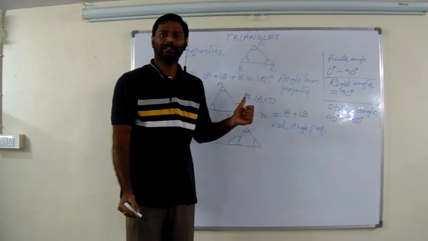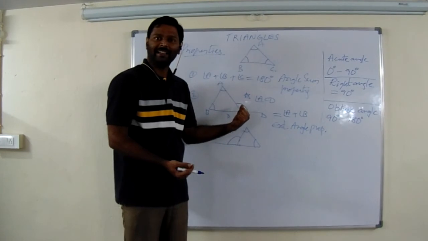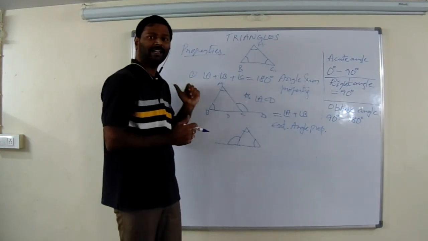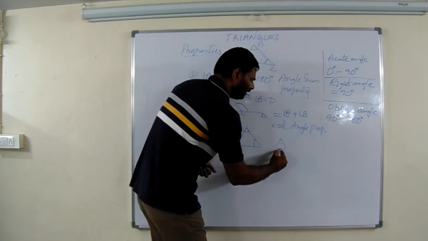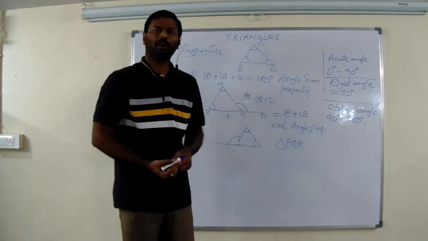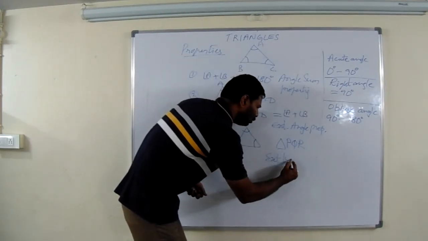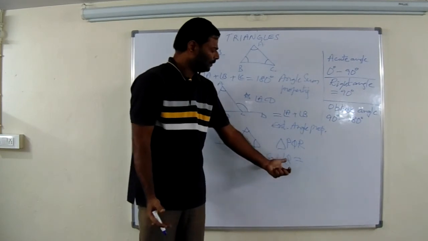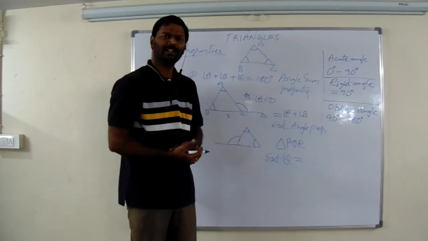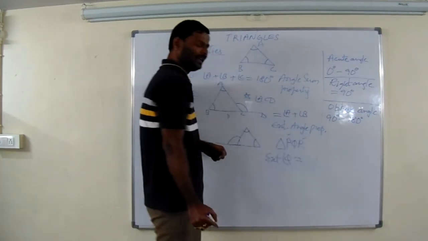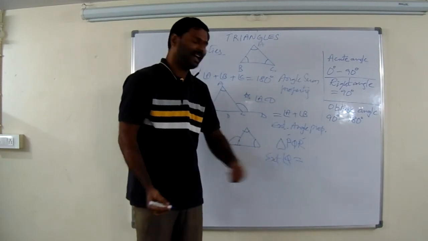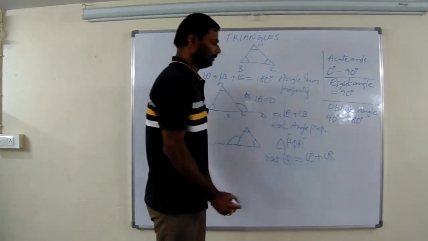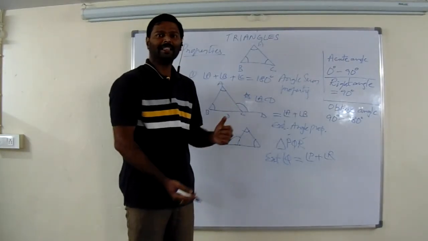Exterior angle property. It's very clear that one of the exterior angles is always equal to the other two interior opposite angles. For example, in a triangle PQR, the exterior angle Q is equal to what? If Q is the exterior one we are talking about, what are the other two interior ones? That is nothing but P as well as R. So the exterior angle Q will be equal to interior angle P plus interior angle R. That's the second property regarding the angles in a triangle.